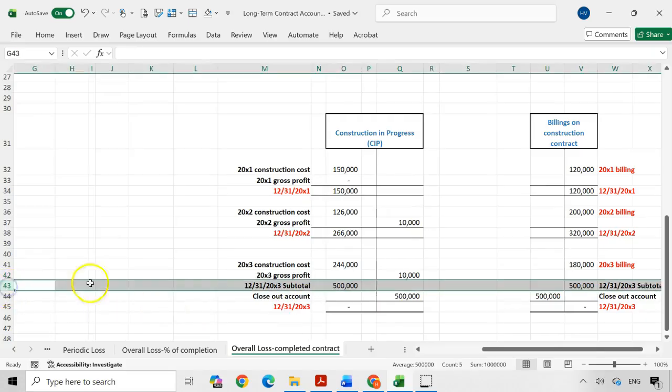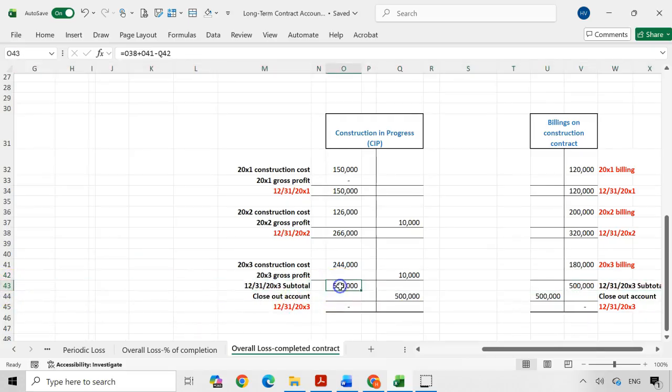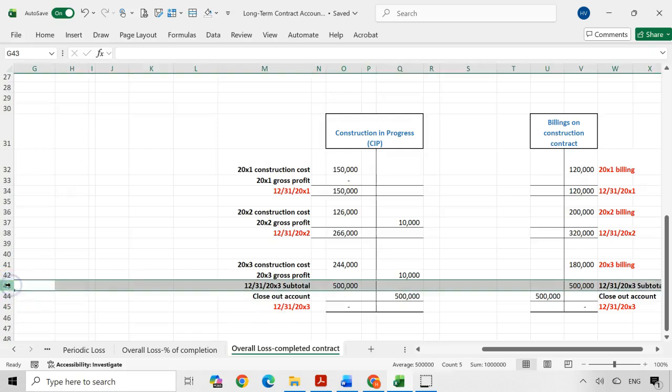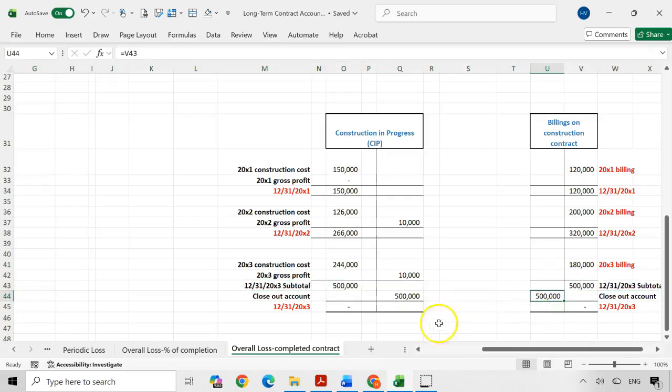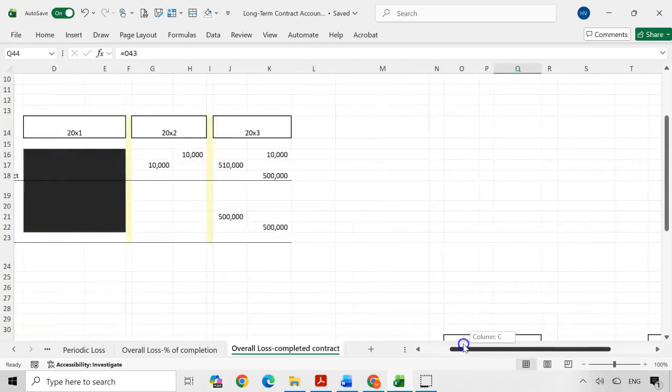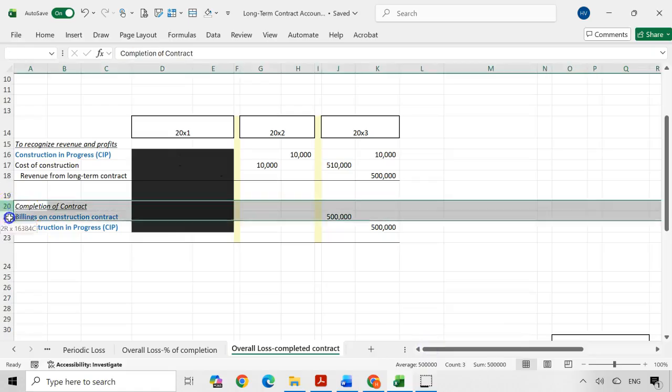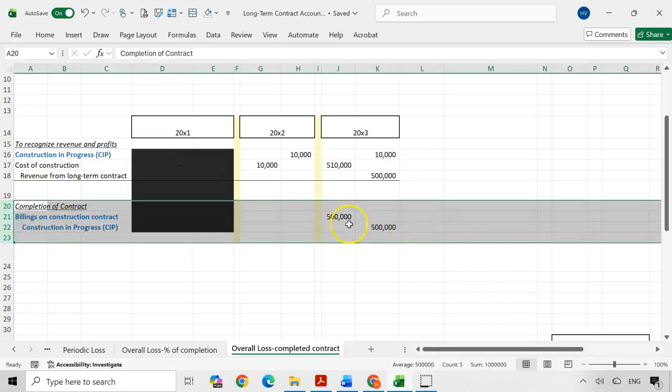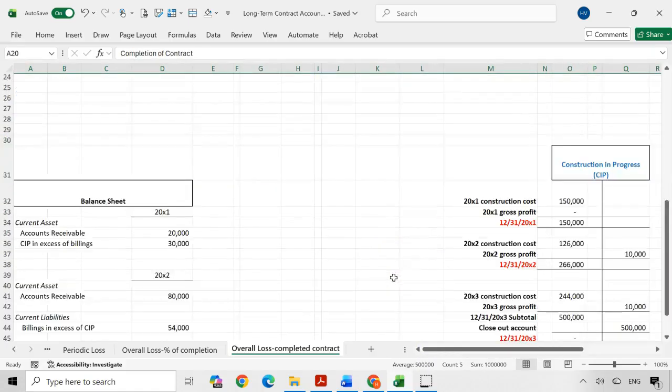Now at the end of 12/31/X3, we have a total debit balance of $500,000 in the CIP account right here. And then we have a total credit balance in the billings account for $500,000. And we need to close that account out at the end of the contract by reversing those balances. So we're going to debit billings for $500,000 and credit construction in progress for $500,000. And that's going to be this very last entry here on 20X3 to close those out.